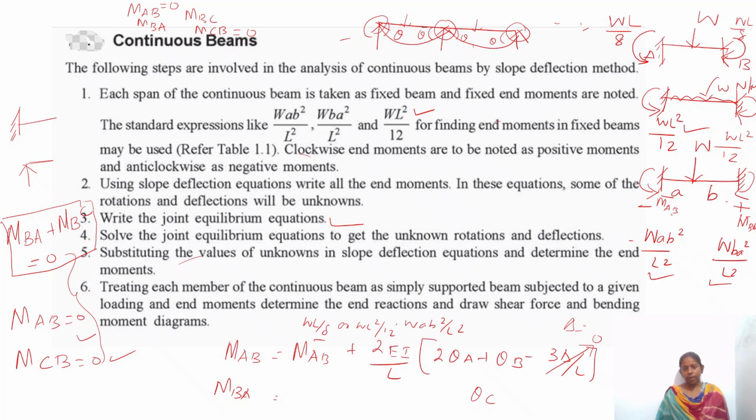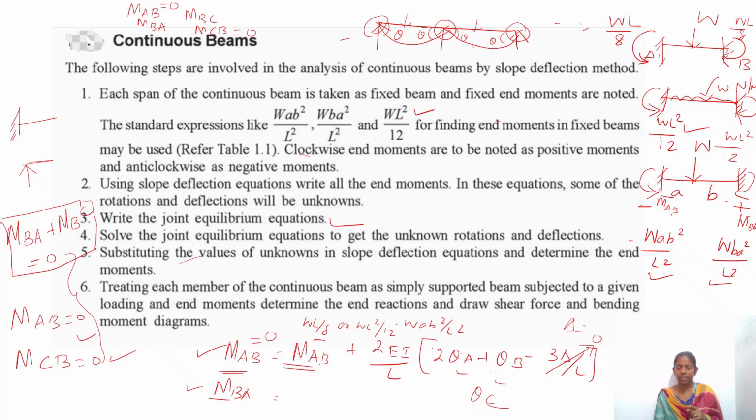Then finally you form all these equations and you solve with the available boundary conditions, and you calculate theta A, theta B, theta C, and then you again substitute the theta A, theta B values to calculate MAB, MBA and all other moments. Here if you substitute theta A, theta B in this equation with the fixed end moment M bar AB, MAB should be equal to 0, because A is a simply supported point.